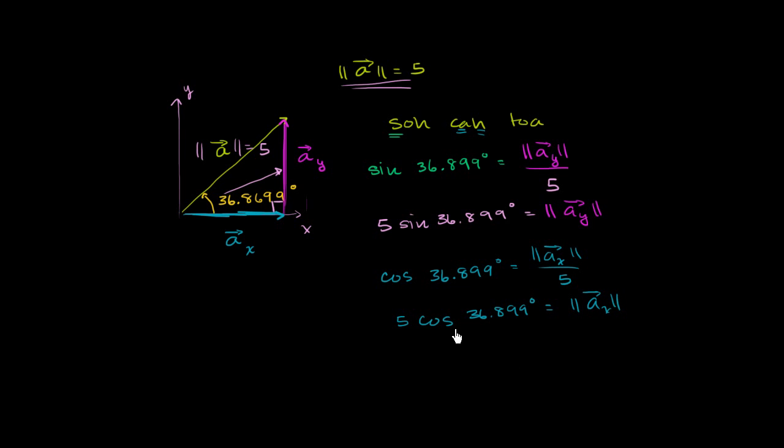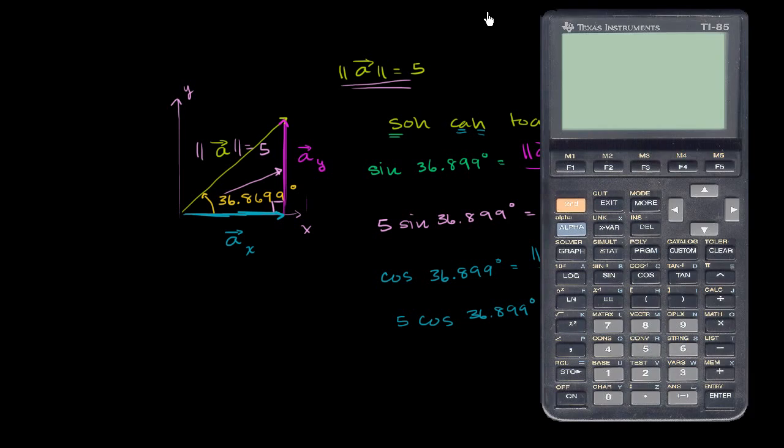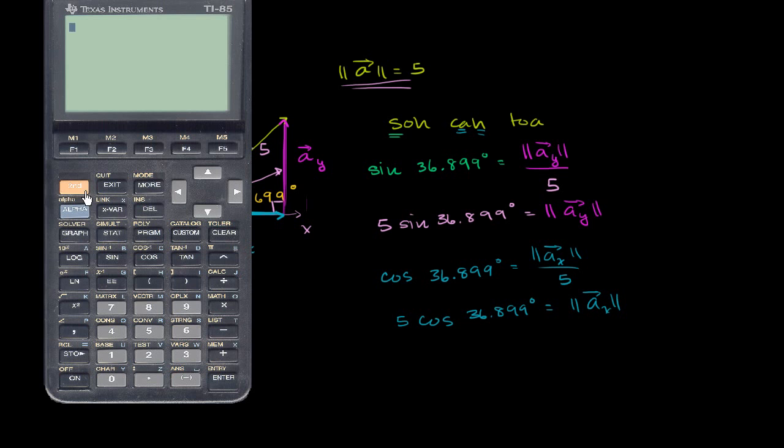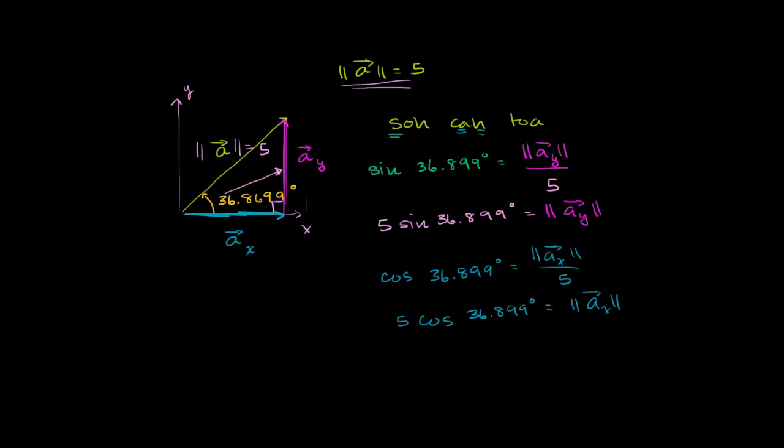So let's figure out what these are. Let me get my trusty TI-85 out. I want to make sure it's in degree mode. So let me check. Yep, we're in degree mode right over there. I don't want to be in radian mode. Now let's exit that. And we have the vertical component is equal to 5 times the sine of 36.899 degrees, which, if we round it, is right at about 3. So the magnitude of our vertical component is equal to 3.